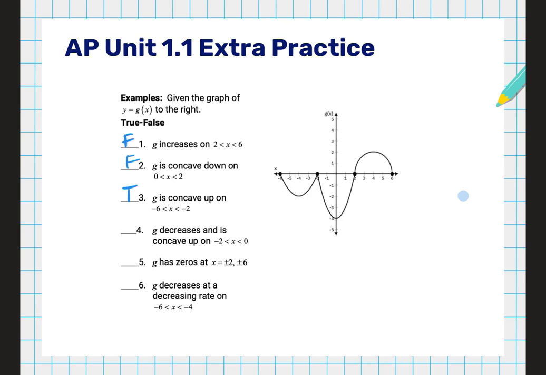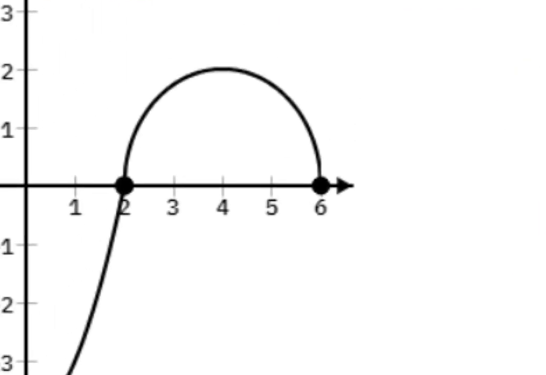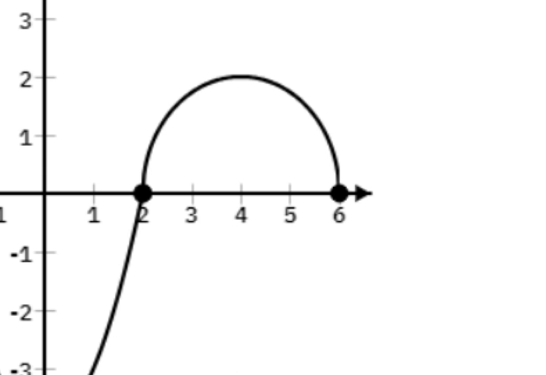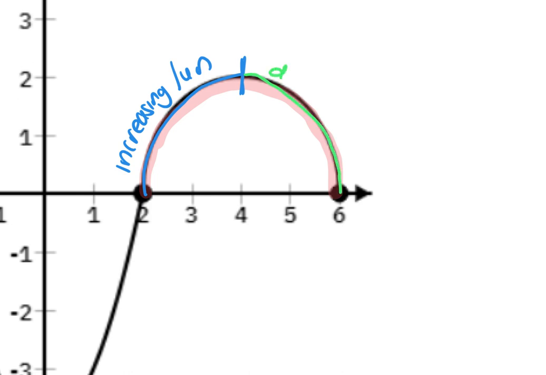For 4, it decreases and is concave up. Okay, so let's talk about the difference between decreases and concavity, okay? If I look at this section here, what is that, concave up or concave down? Concave down. It's concave down the whole way, right? But part of this is going up. So from here to here would be increasing and concave down. And then this part is coming back down, which means it's decreasing and concave down.